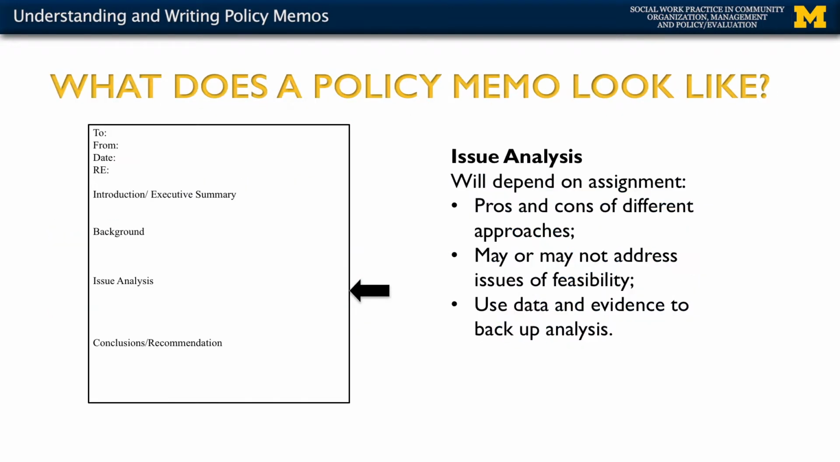The next section is the analysis of the issue, and how you handle the analysis will really vary depending on the assignment. You might, for example, look at the pros and cons of various approaches, changing the tax code so that the top tax rate is 40% instead of 35%. You could look at the pros and cons. You could examine the feasibility of different options.